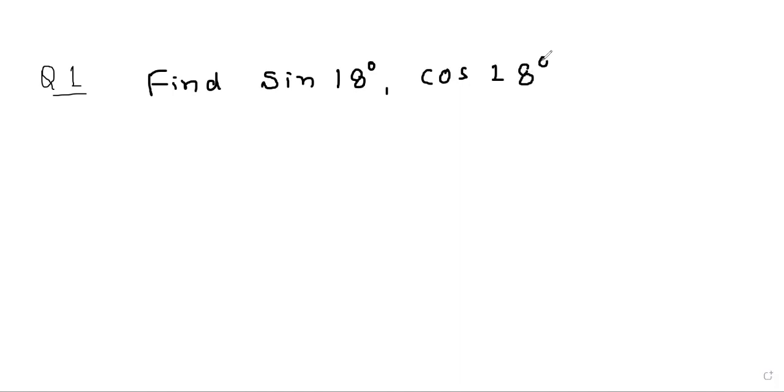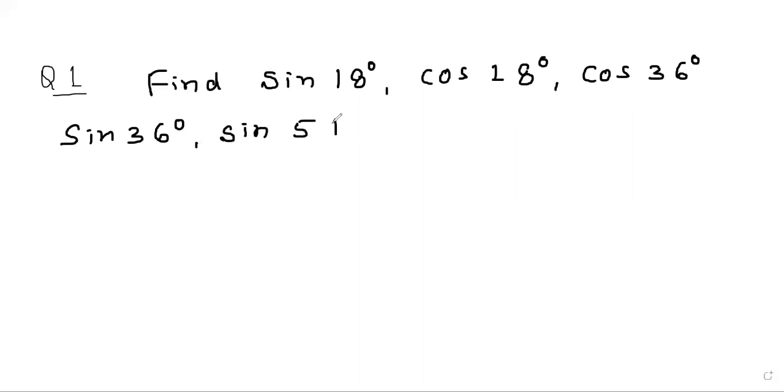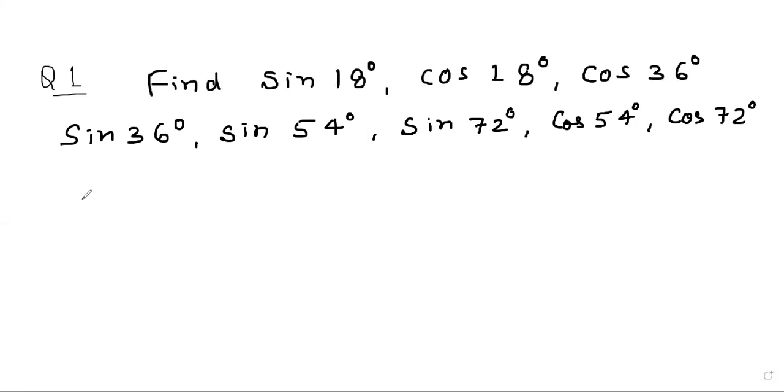Trigonometric functions. Question number one. Find sine 18 degree, cos 18 degree, cos 36 degree, sine 36 degree, sine 54 degree, sine 72 degree, cos 54 degree, and cos 72 degree. Let's find out the values one by one.